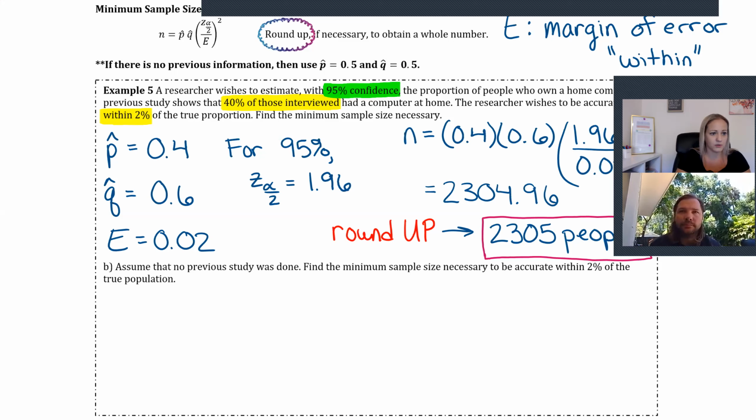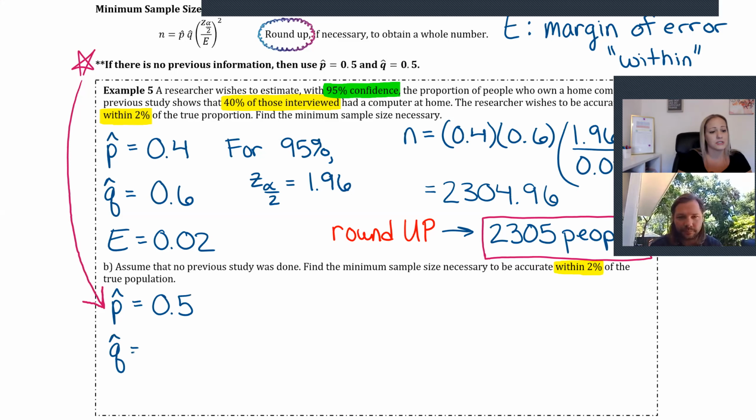So in that case, what you're going to do is basically just assume that 50% of the people have the characteristic and 50% of the people don't have the characteristic. Okay, so you're just kind of splitting the difference there. You'll notice that up there in the notes, I said that if there is no previous information, then you're just going to let both P hat and Q hat be 0.5. Okay, everything else stays the same. It's just those numbers you're going to let be 0.5.